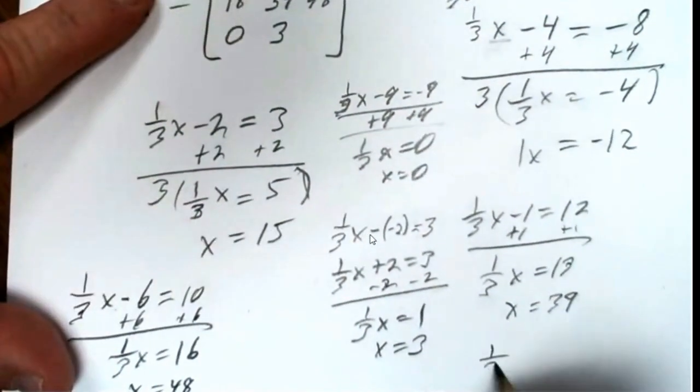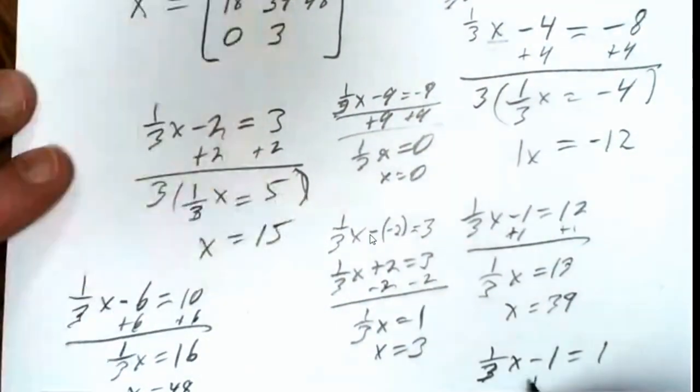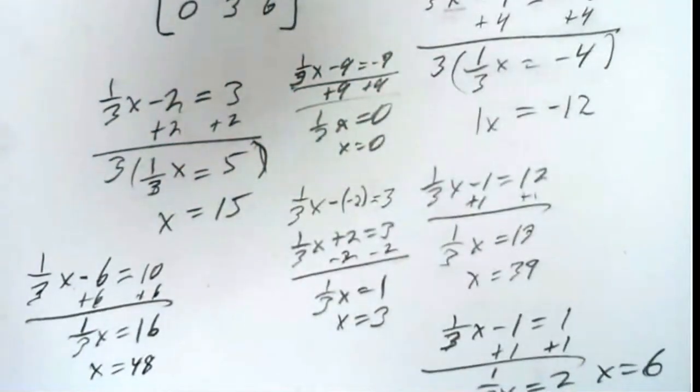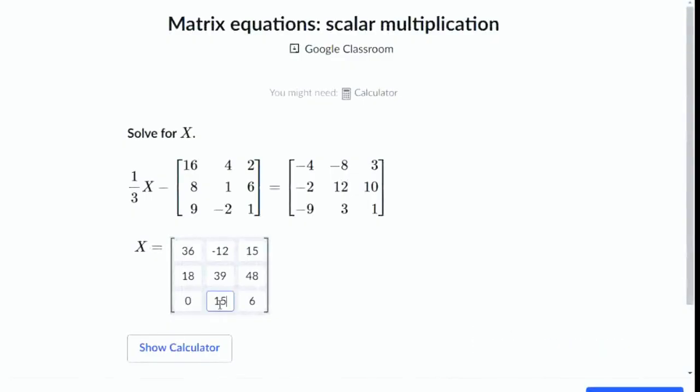1/3 x minus 1 equals 1. Add 1. 1/3 x equals 2. x equals 6. So oh, see, I put 15. I'll bet that's it. The negative. Subtracting a negative. Let's try again. There we go. We're stuck with it. Come back and fix the -1.